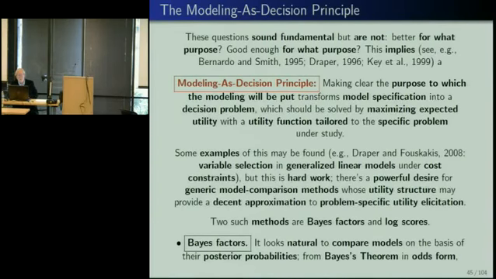Other people have noticed this around the same time I did or before, and it leads me to articulate a principle here that I'm going to call, for the rest of the short course, the modeling as decision principle. And what it says here, I'm on page 45 of part 5 of the notes, it says, making clear the purpose to which the modeling will be put transforms model specification into a decision problem, which should ideally be solved by maximizing expected utility with the utility function that's tailored to the specific problem under study.